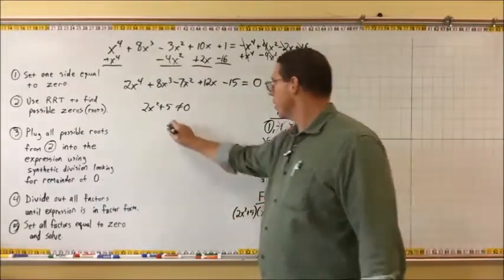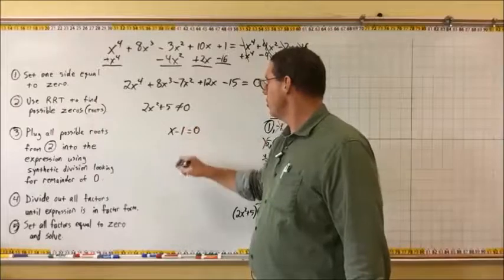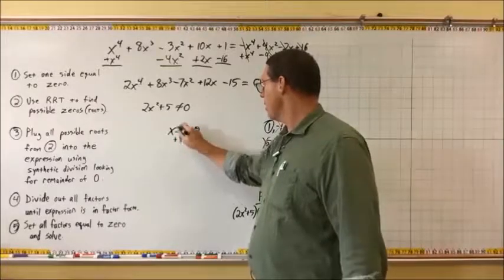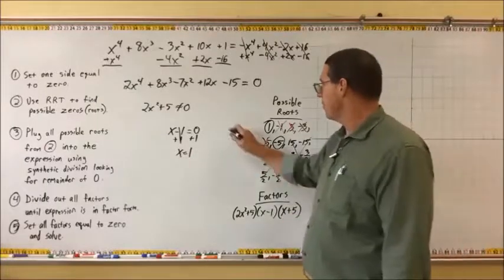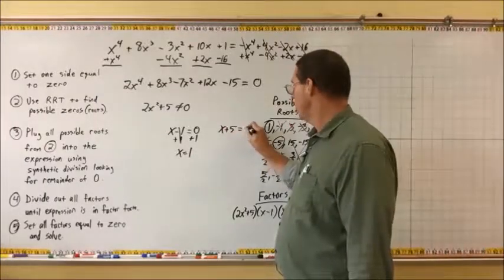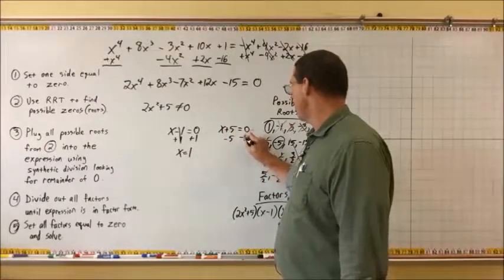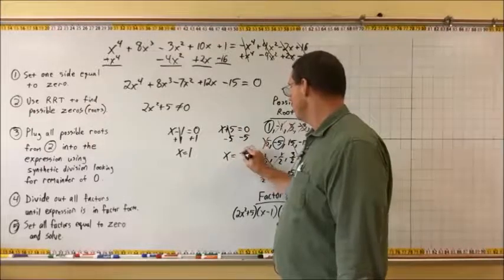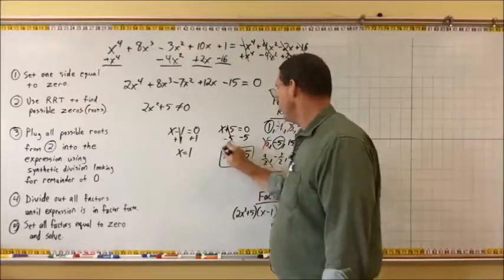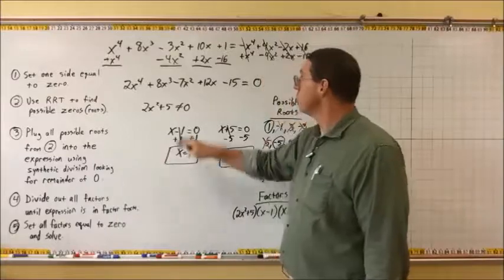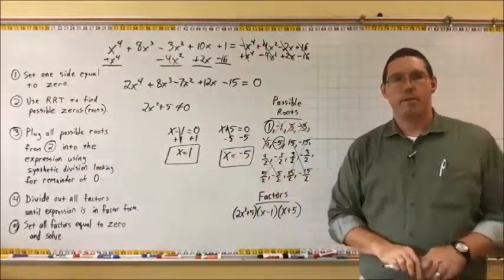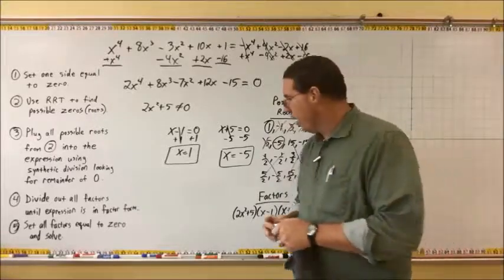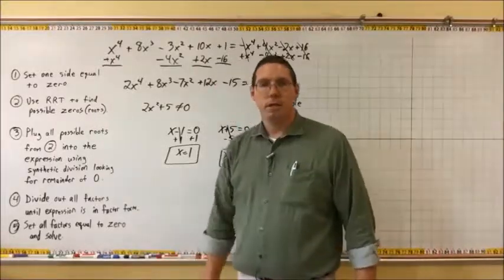How about x minus 1? Can x minus 1 equal 0? Sure. Add 1 to both sides, and we get x equals 1. How about x plus 5? Can that equal 0? Sure it can. Subtract 5 from both sides, and x is equal to negative 5. And your solutions, 2 solutions to this equation are x equals 1 and x equals negative 5. And you have just solved a polynomial equation.